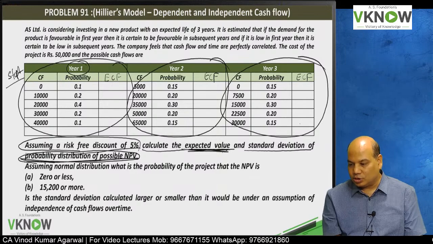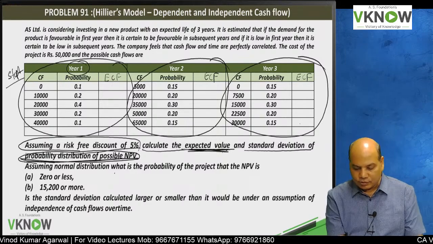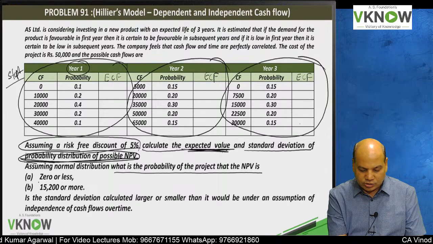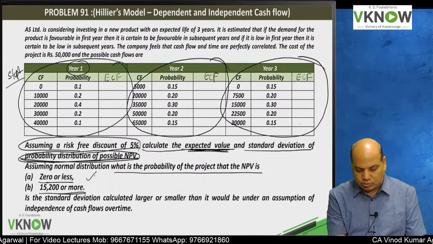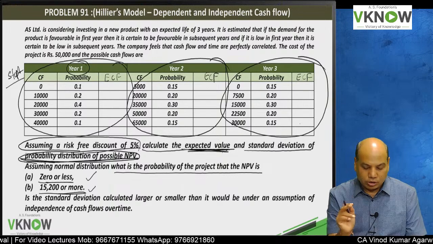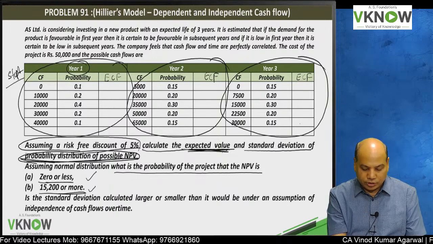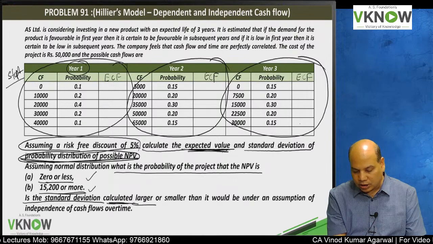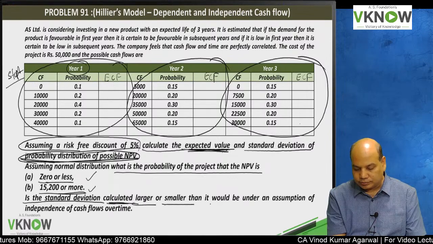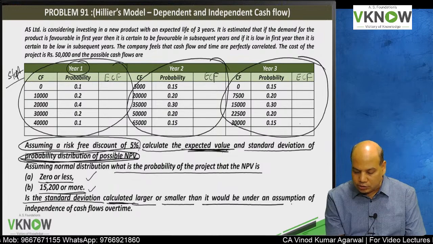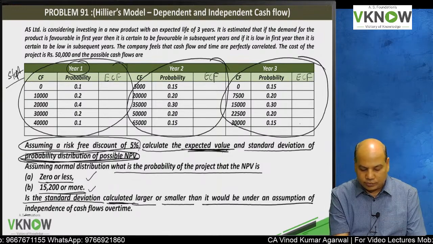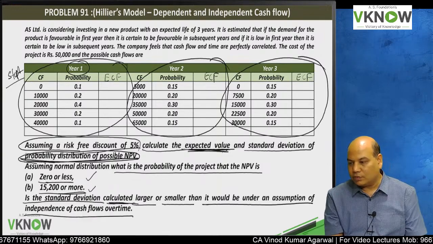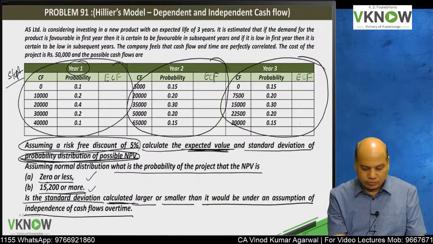Next is assuming normal distribution. What is the probability that NPV is 0 or less? 15,200 or more. Again we have to apply normal distribution table here. Is the standard deviation calculated larger or smaller? Then it would be under an assumption of independence of cash flows over time.